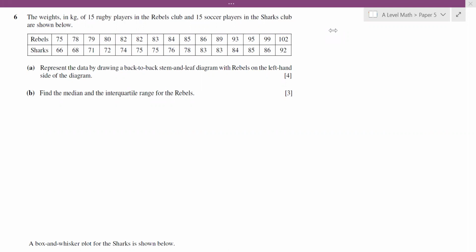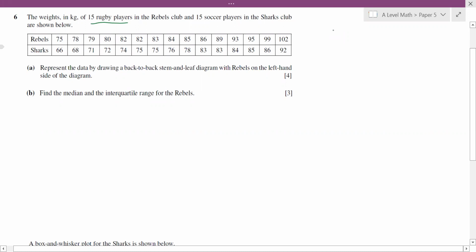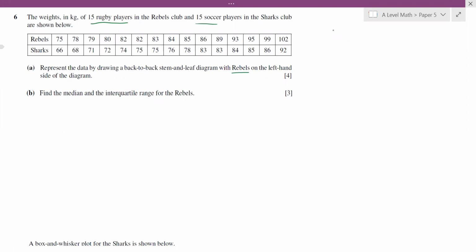The weight in kilogram of 15 rugby players in the Rebels Club and 15 soccer players in the Sharks Club are shown below. For part A, we are to represent the data by drawing a back-to-back stem and leaf diagram. The labels must be on the left-hand side of the diagram. If you look at this, the data are already arranged in ascending order. The minimum value for both these data sets is 66, and the maximum is 102.